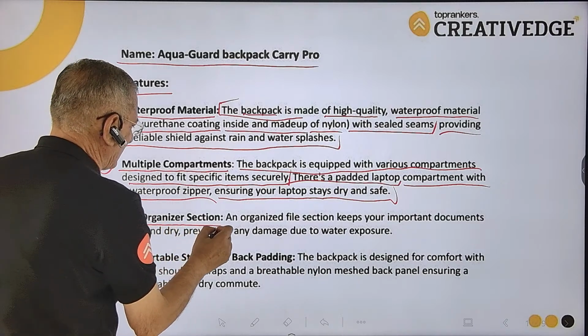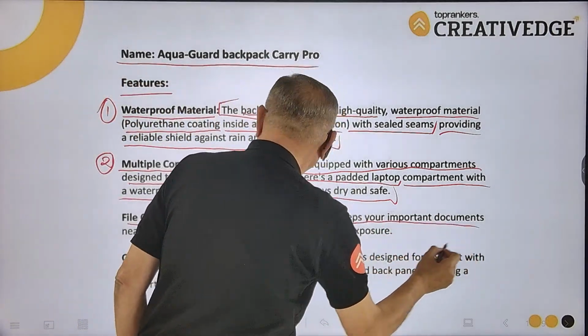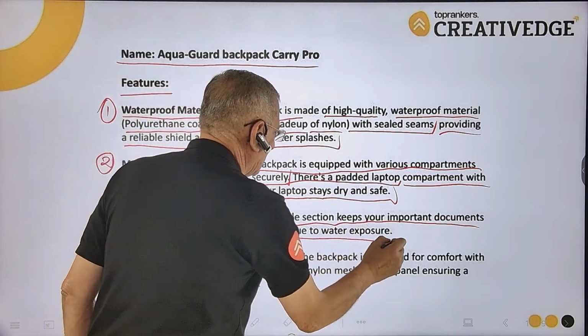File organizing section: an organized file section keeps your important documents neat and dry, preventing any damage due to water exposure.